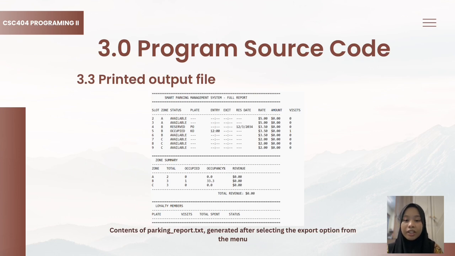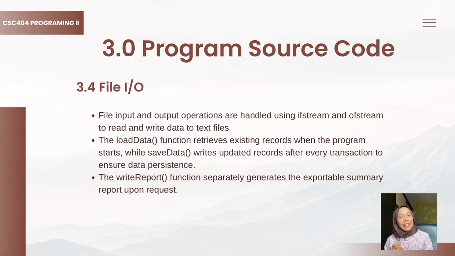The top section shows the real-time status of every individual spot, while the middle section breaks everything down by zones, tracking exactly how many spots are occupied or reserved alongside our total revenue. And finally, the bottom of the file tracks our loyalty updates, giving management a quick overview of the most frequent visitor metrics. Now, let's move on to section 3.4, File Input Output.